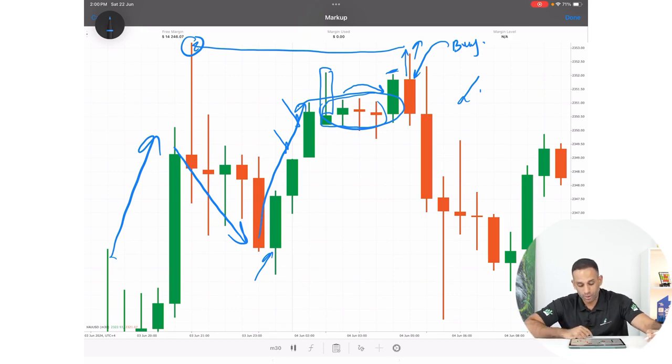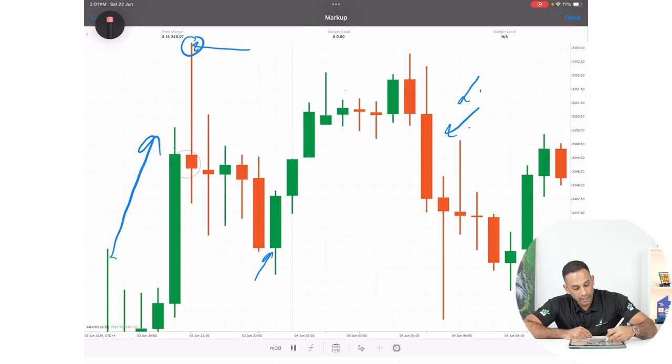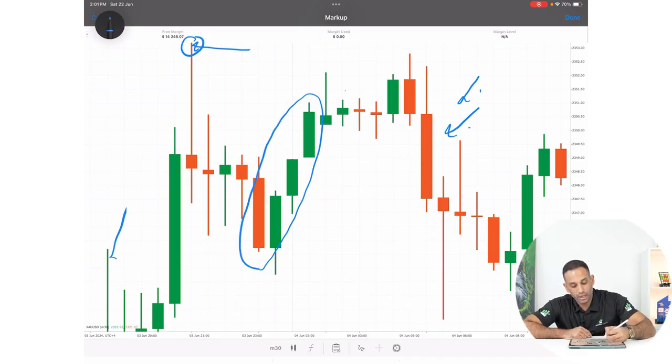Now, let's talk about this move that happened here where price pushed down. In the beginning, you have the candle that's closing strong bearish, and you have this clean range here to the left hand side.